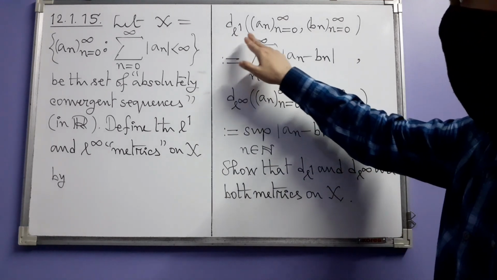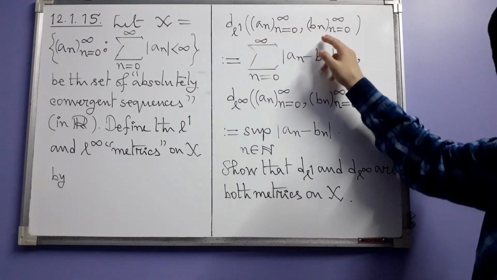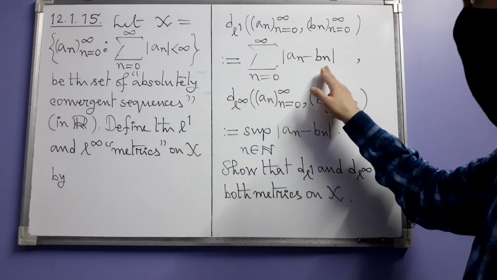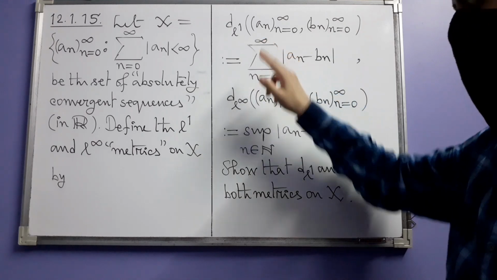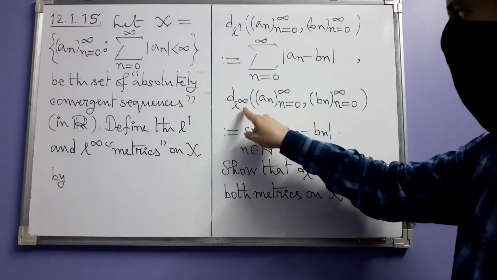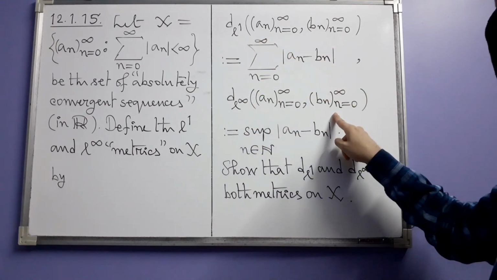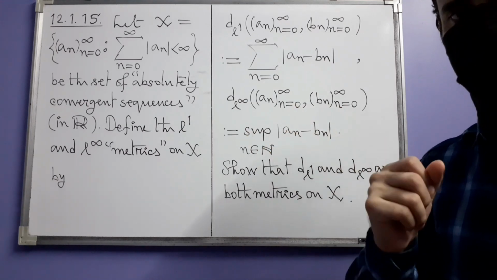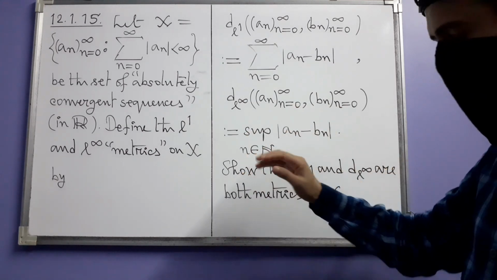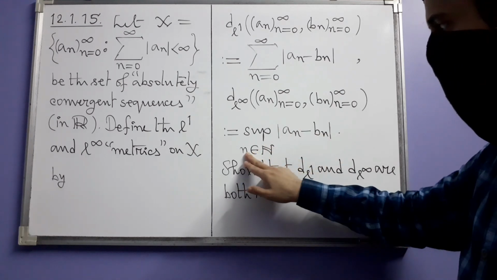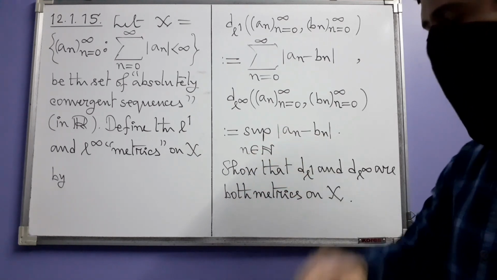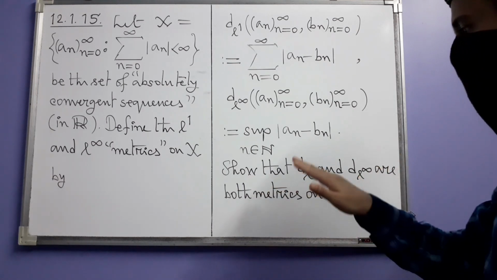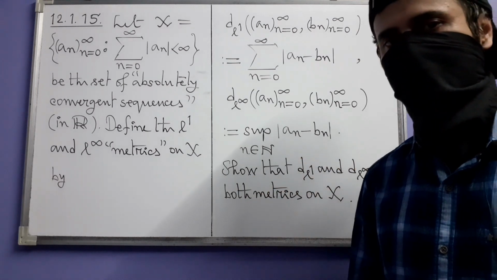The dl1 distance between the sequences an and bn is the sum of this series, summation mod an minus bn as n goes from 0 to infinity. And the dl infinity distance between those two sequences is the supremum of all such terms, mod an minus bn, as n goes from 0 to infinity, or the same thing, n varies over the set of natural numbers. We have to show that dl1 and dl infinity are both metrics on X.